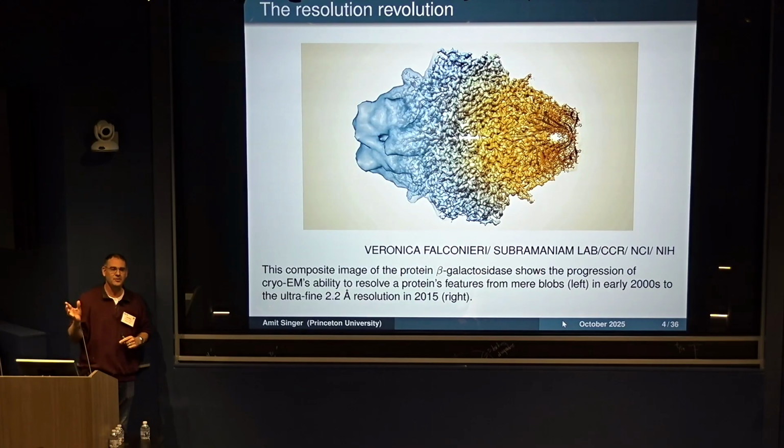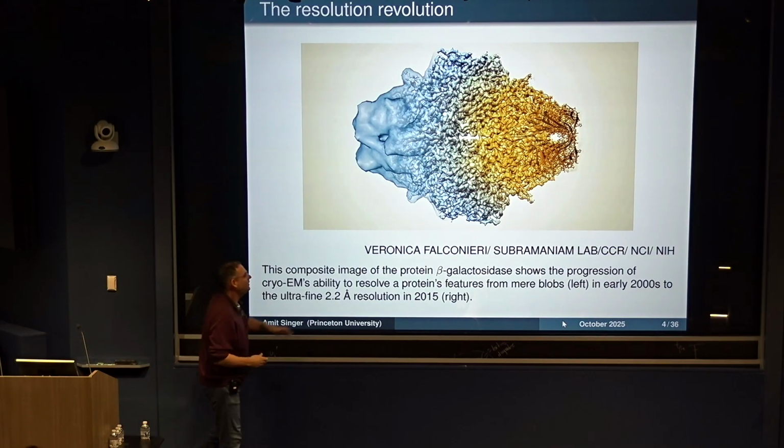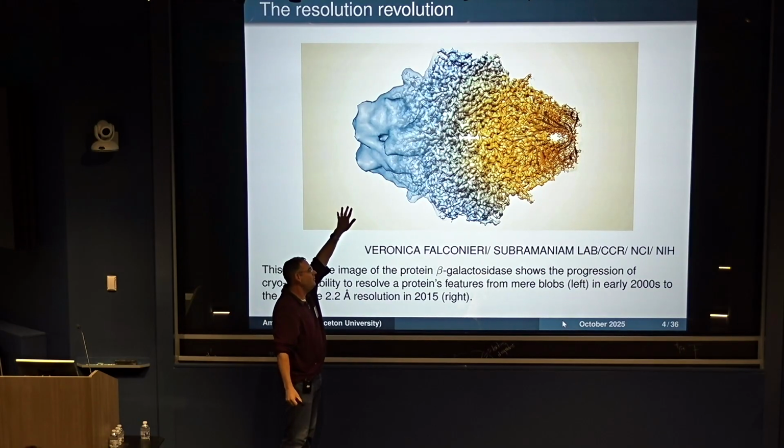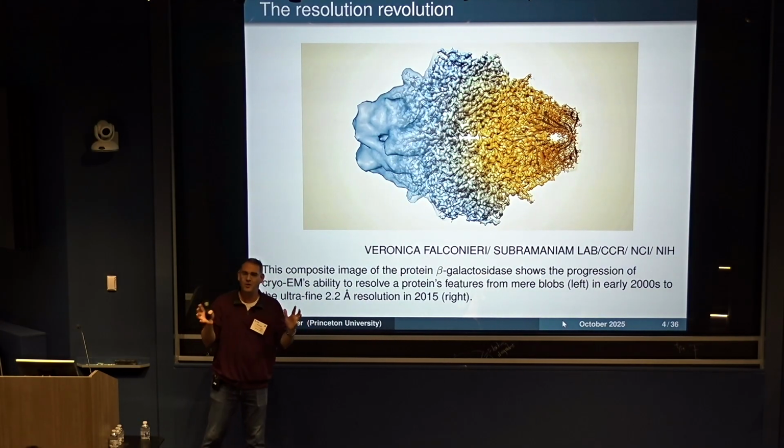Now, around 2012, 2013, there was a major advancement in detector technology. I'll not go into the details, but this really gave a huge jump in the resolution that we can get using cryo-EM. This artistic picture tries to show you the improvement in resolution over the years, from what you see on the left, say the early 2000s, where you get very low resolution, just blobs.